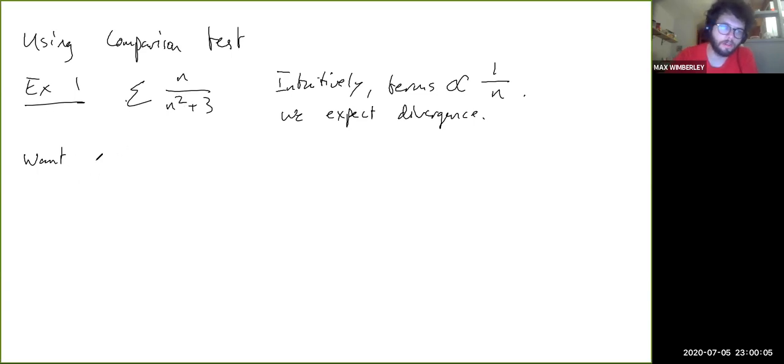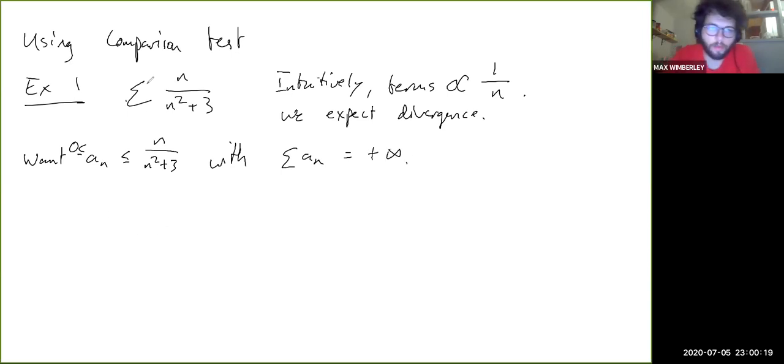So what we want is a_n less than or equal to n over n squared plus 3, and I guess they should be non-negative too. And then the series of a_n should be infinity, right? So unfortunately, 1 over n doesn't work. This is where we take the expression here. A common strategy is to take the expression and modify it in ways that decrease the value, and still preserve the divergence property of the series, right?